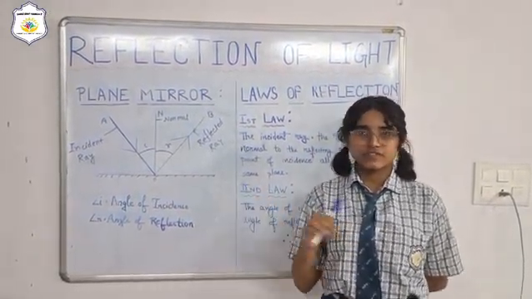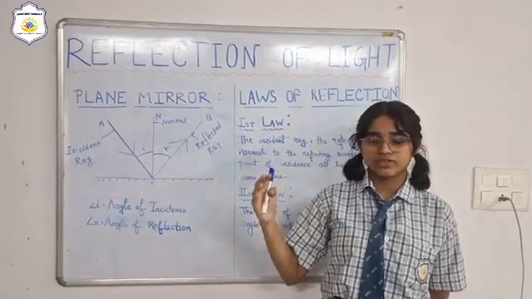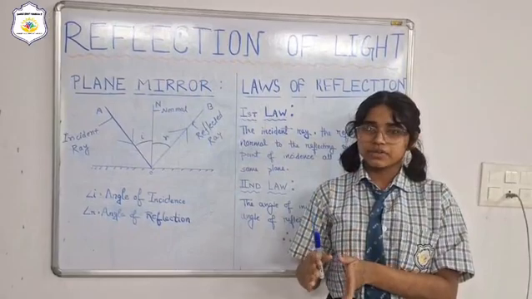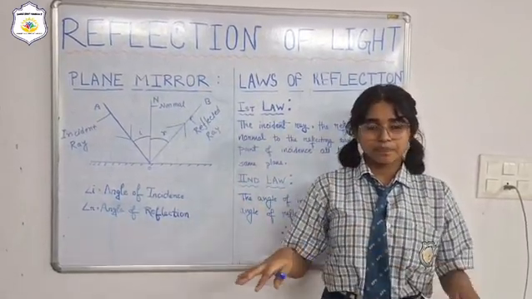So now there are some nature of images formed by a plane mirror. First of all, it is virtual, it cannot be produced on a real screen, and the distance of the object and the mirror and the image is the same.